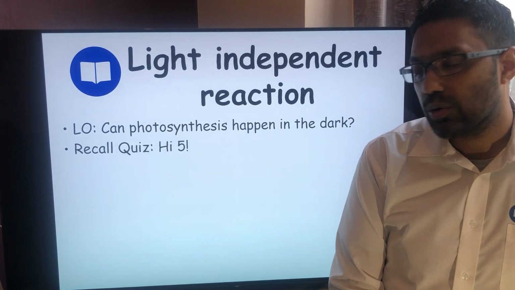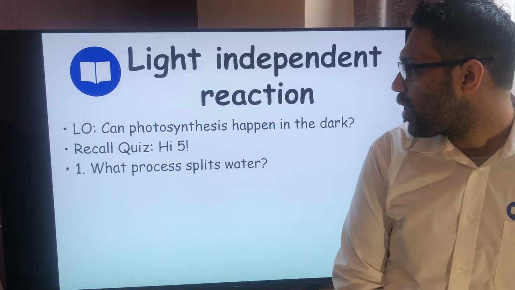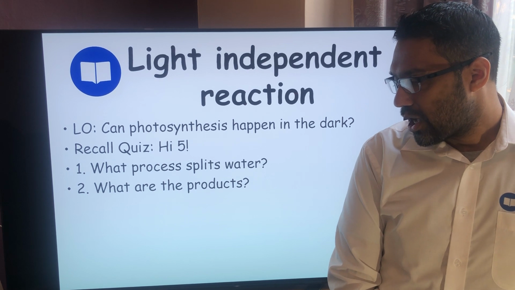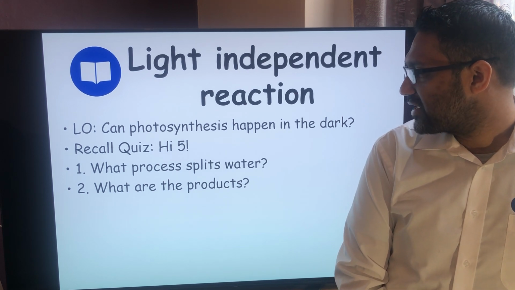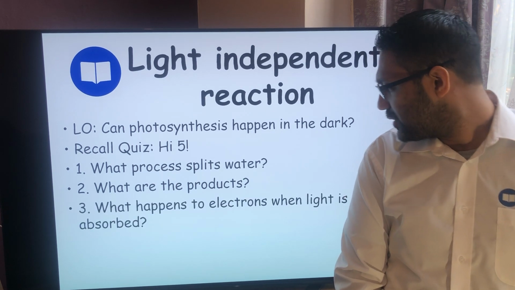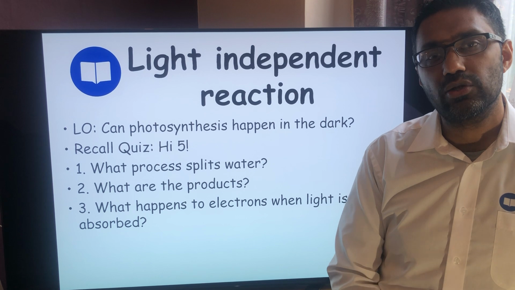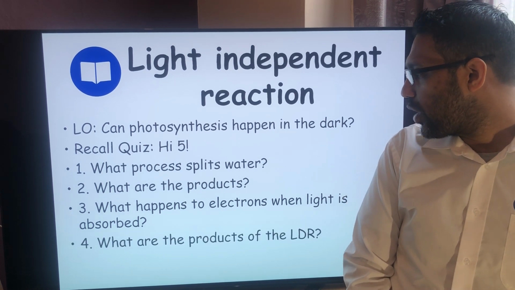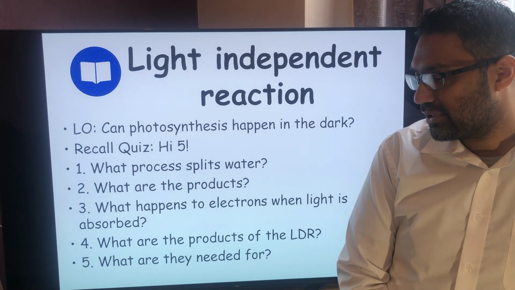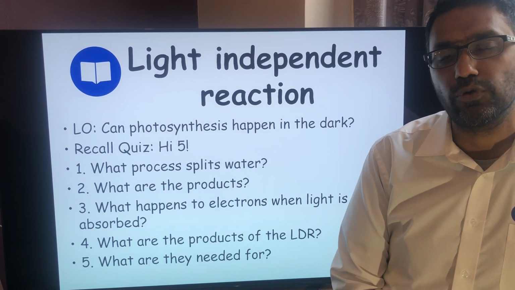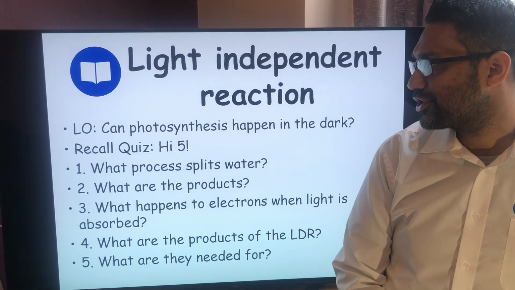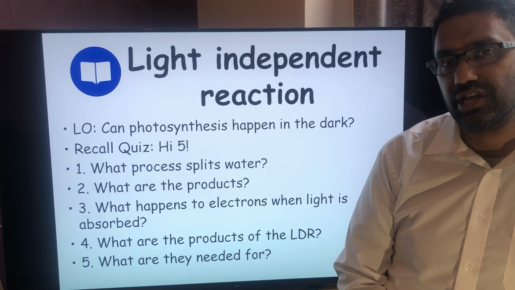So, recall quiz though, quick high five. Number one, what process splits water? Number two, what are the products of this when water is split? Number three, what happens to electrons when light is absorbed in the chlorophyll molecule? Number four, what are the products of the light-dependent reaction? And number five, what are they needed for? So there's your 5 questions. Press pause, have a go at answering those questions, and when you're ready for the answers, you can unpause the video.